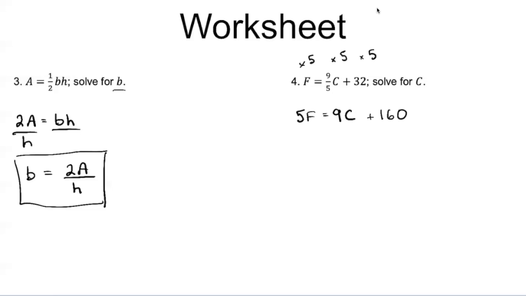Now we can take the steps to isolate or solve for c. So I'm going to first subtract 160, leaving me with 5f minus 160 equals 9c.